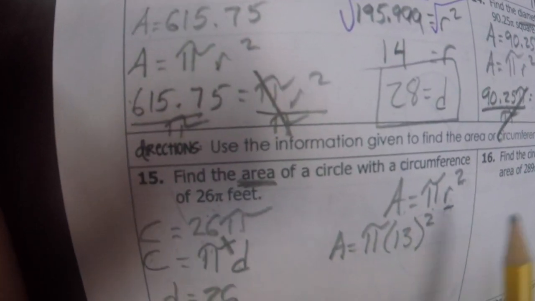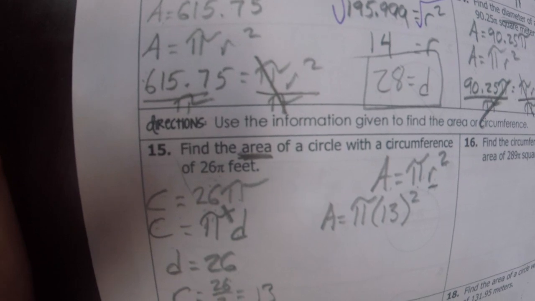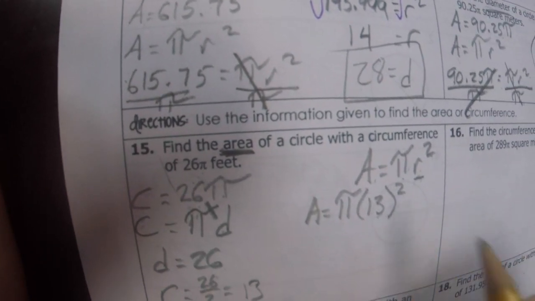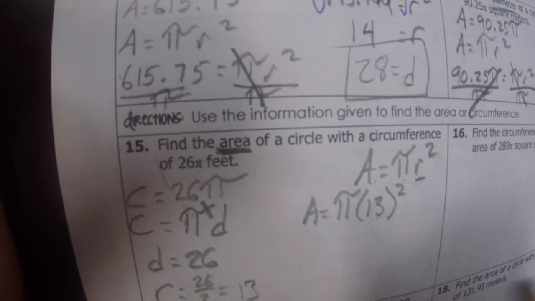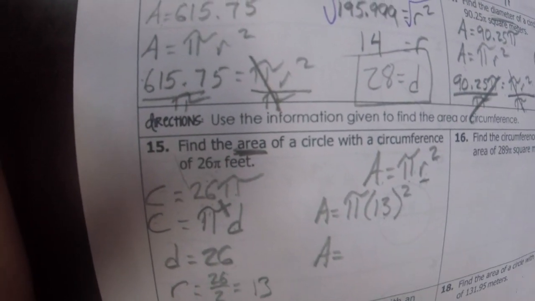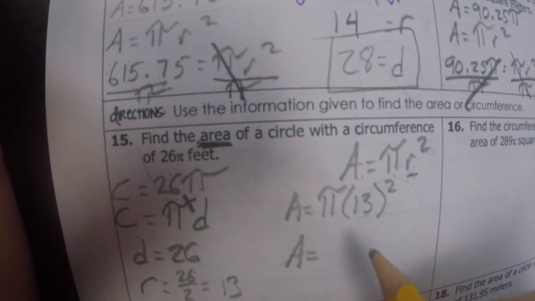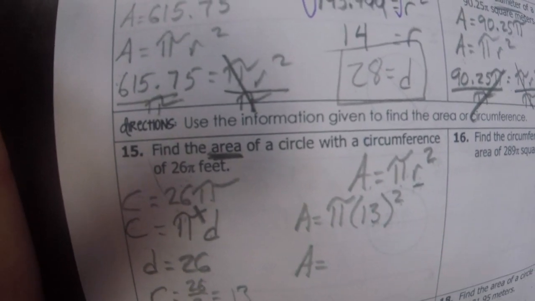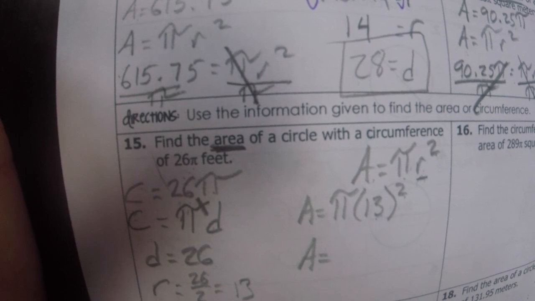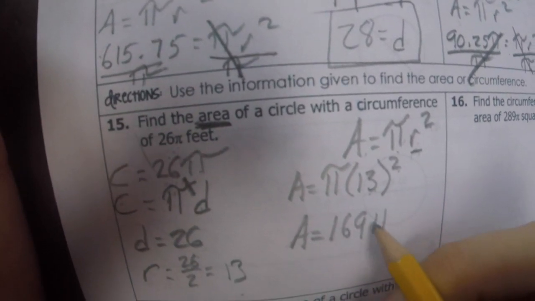Does it say to round to the nearest tenth or anything? It does not. So I'm going to make it easy on you guys. Let's just leave our answer in terms of pi. Area equals 13 squared is 26, right? No! 13 to the second power is not 13 times 2. 13 to the second power is 169 pi.